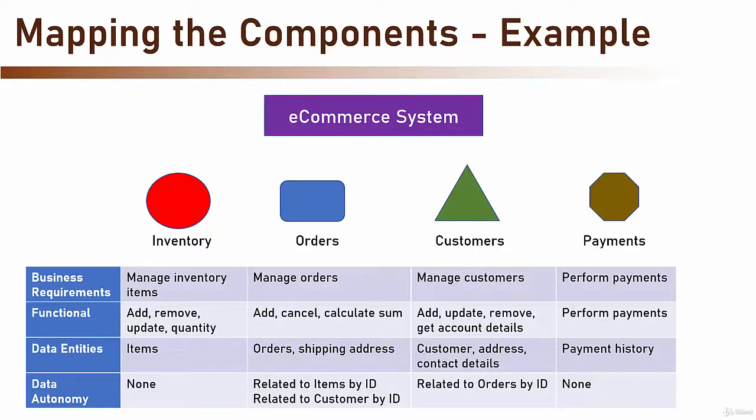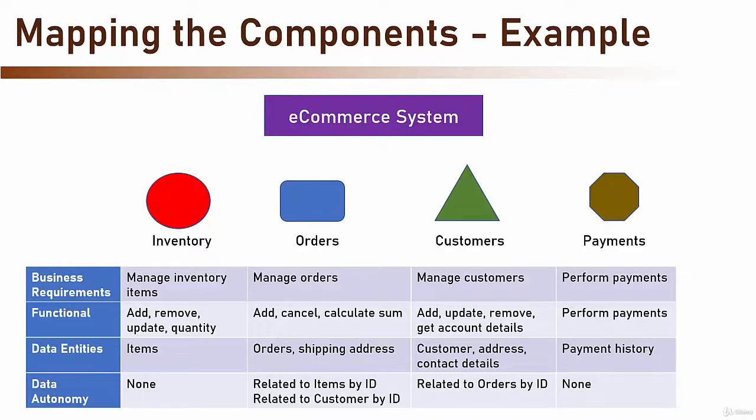And what about the payments? Well, the data here is not related to anything. This service only holds data about the payments themselves, and it does not contain data about other services. So all is good. So it looks like our mapping is good and that we can move on with the development. And this is a good example of how a mapping should be done.